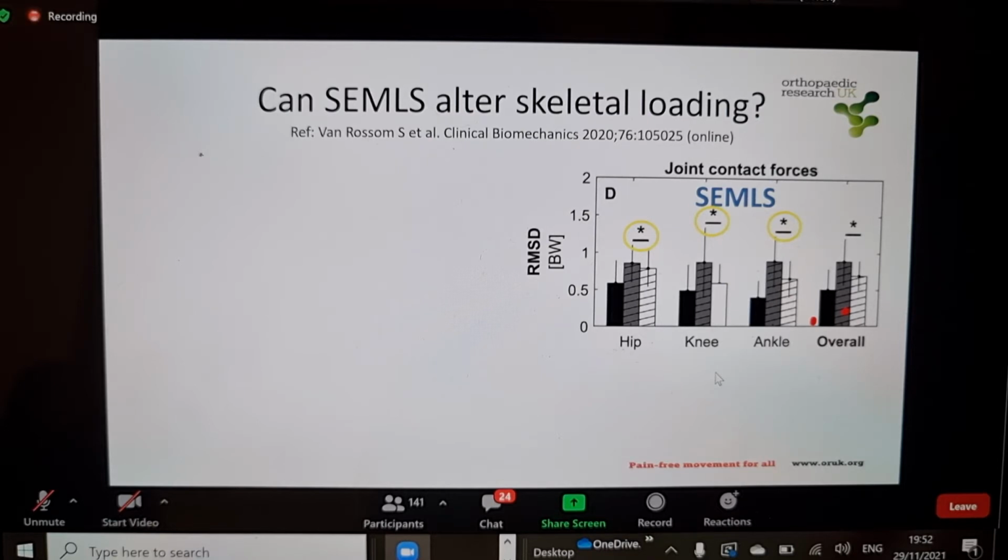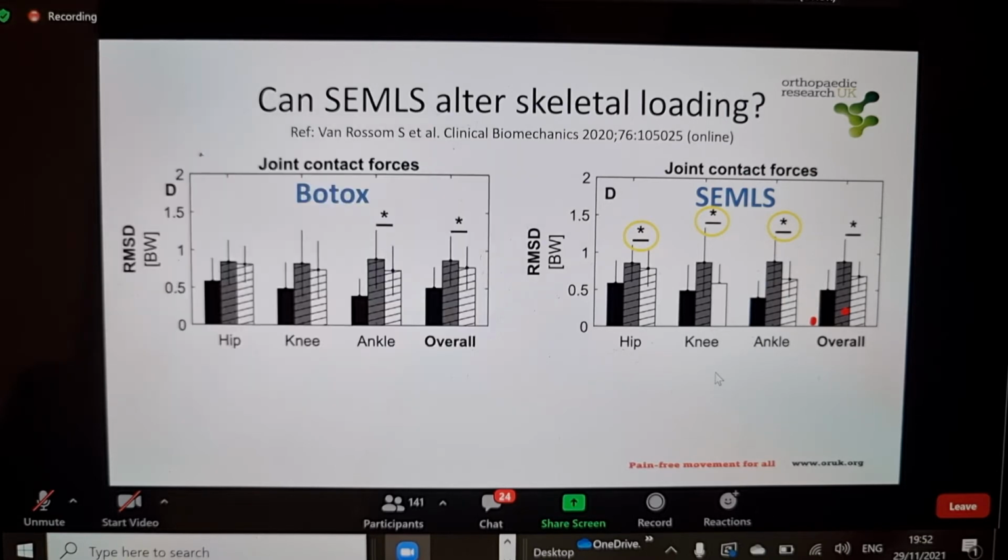In fact, in the case of the knee, the loading goes back to essentially normal levels. There is no statistical difference between the post-op group here and the typically developing group here. So powerful effects from orthopedic surgery, early orthopedic surgery, what's more, on joint loading.